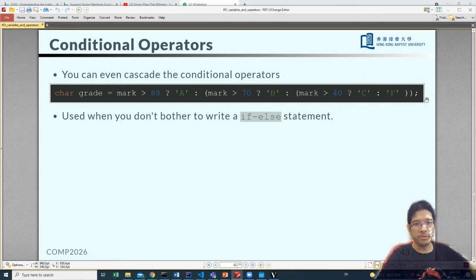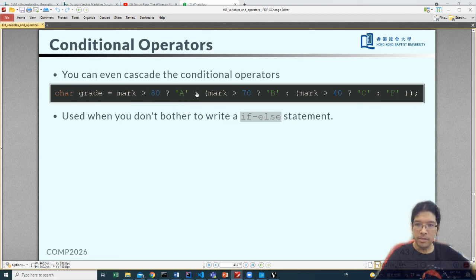Now, what's the value produced here? That really depends on the value of mark, if it is larger than 70. Okay? If the mark is larger than 70, that would be a B. All right? Now, you may be wondering, hey, what if the mark is more than 80? If mark is more than 80, would that still be a B? But I think it should be an A. Now, if the mark is more than 80, it was already returning the value A here.